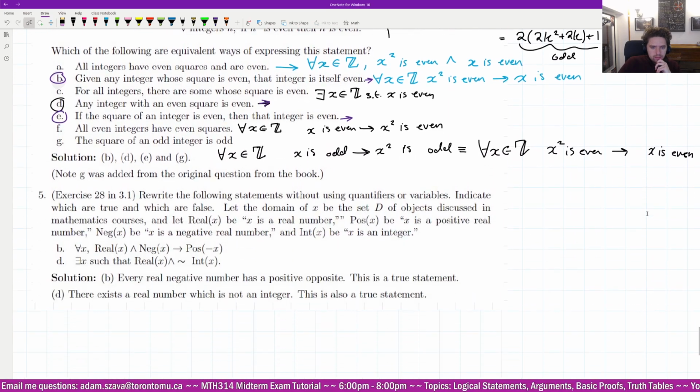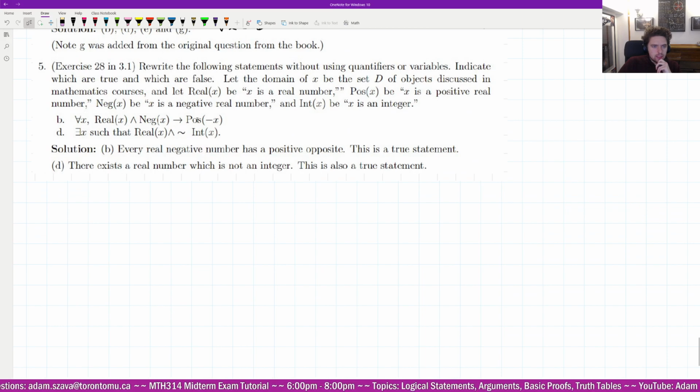Good. So there you go. Let's look at this. Okay, so rewrite the following statements without using quantifiers or variables. Indicate which are true and which are false. It's using quantifiers and rewrite in English. Let the domain of x be the set D of objects discussed in mathematics courses. Okay. There's no D here. Let real x be x is a real number, and positive x be x is a positive real number. Negative x be x is a negative real number, and integer x is an integer.